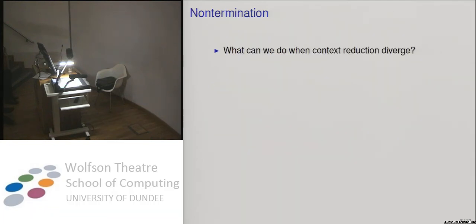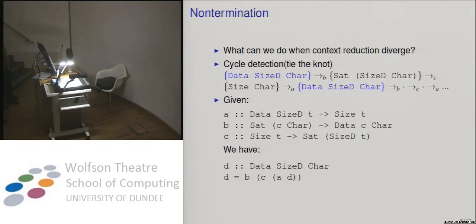So now the question is, how can we deal with this situation if we really want those instance declarations? One way to handle the situation is doing some kind of cycle detection, or tying the knot. This method will try to observe whether there is some cycle that can occur in the process of doing this reduction. In this case, indeed, we can see there is a cycle.